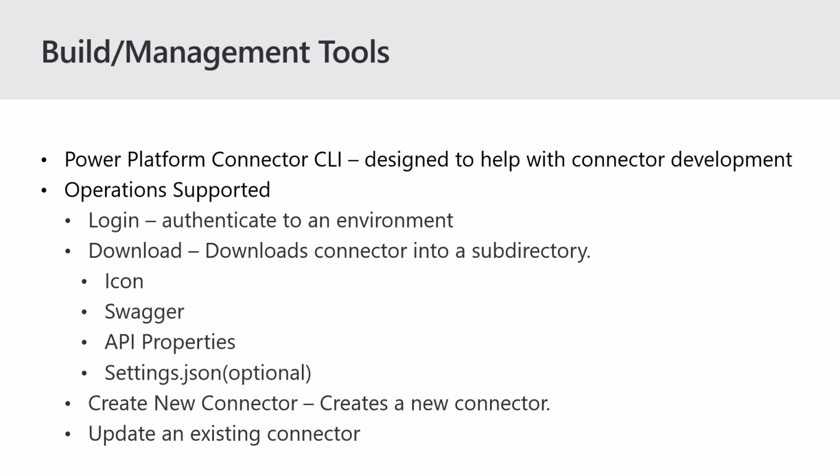You can use the settings.json file to hold all the parameters instead of passing them as parameters into the command line. As a best practice, create your connector in an environment, download it, push it into your source control. Recreate the connector in the target environment using the Power Platform Connector CLI.